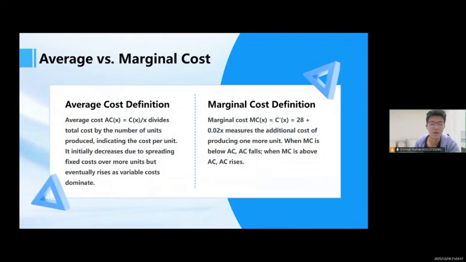To evaluate efficiency, we compare average cost and marginal cost. Average cost is total cost divided by units. It first decreases as fixed costs are spread, then rises as variable costs dominate. Marginal cost is the cost of producing one more unit.